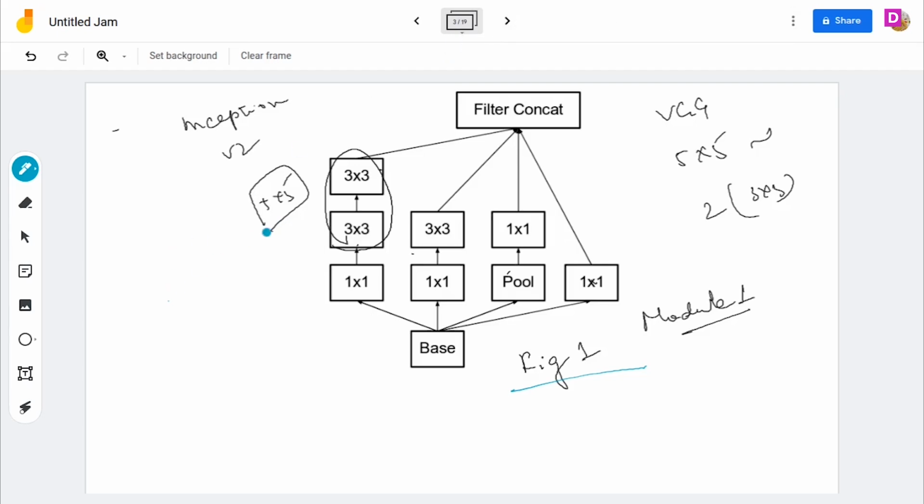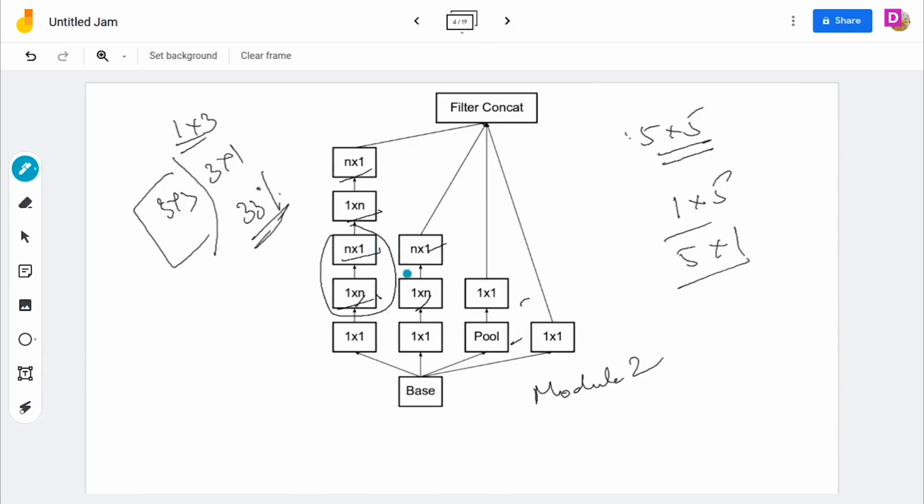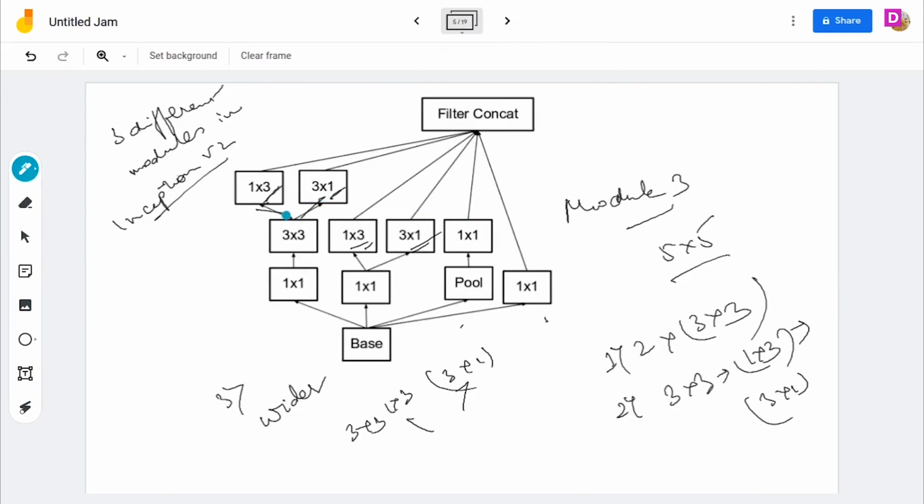First of all, instead of one 5x5, they were using two 3x3. This was the first part. Secondly, they factorized into asymmetrical kernels, so instead of using one 5x5, they were using a 1x5 followed by a 5x1. And the third module was basically, instead of 1x3 followed by 3x1 one after the other, this module divides this into two parts, where 1x3 and 3x1 are in the same layer, instead of one after the other. So this is module 3.